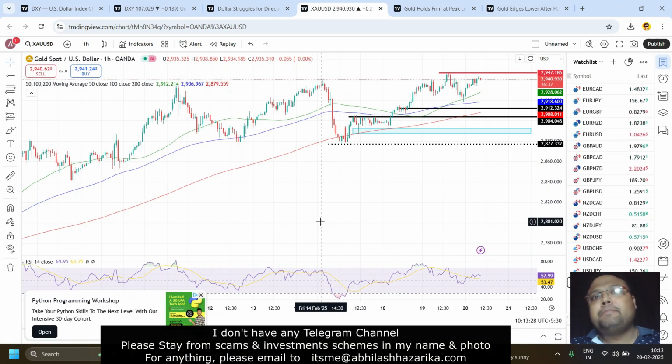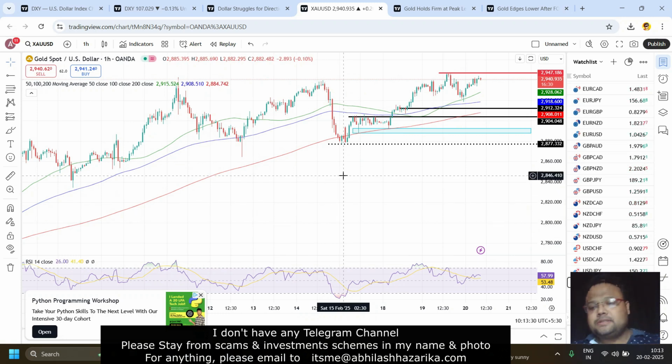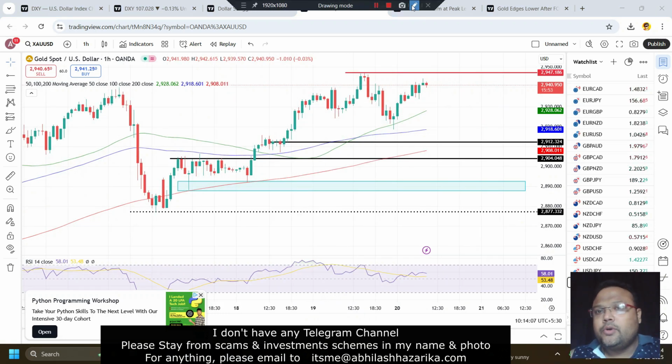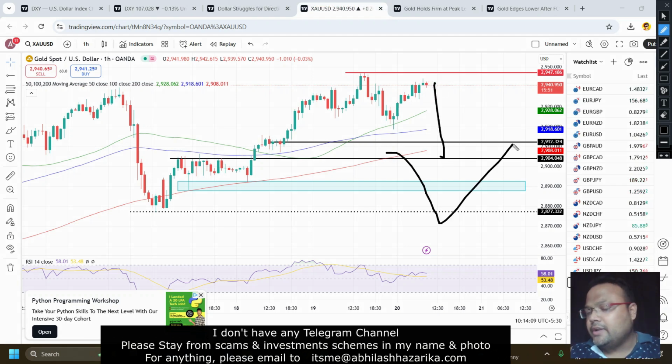So try to be on the buy side only for safety purpose. Right now, you can see the market is going up again. So if market doesn't come for retracement, because on gold, we have seen many times that gold is adamant, gold is stubborn, doesn't come for retracement.